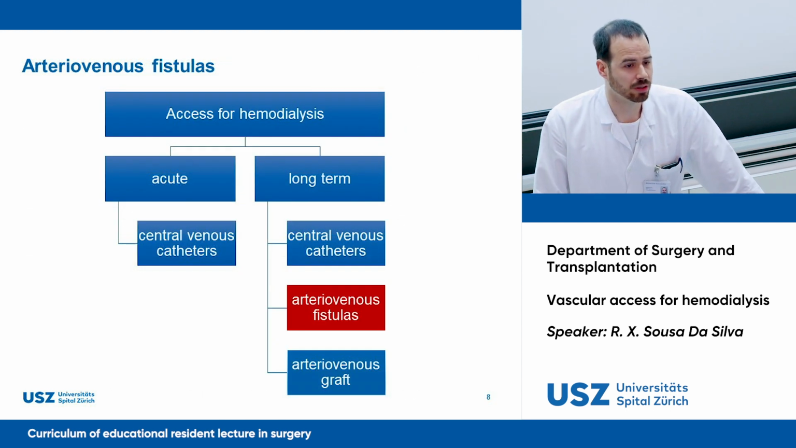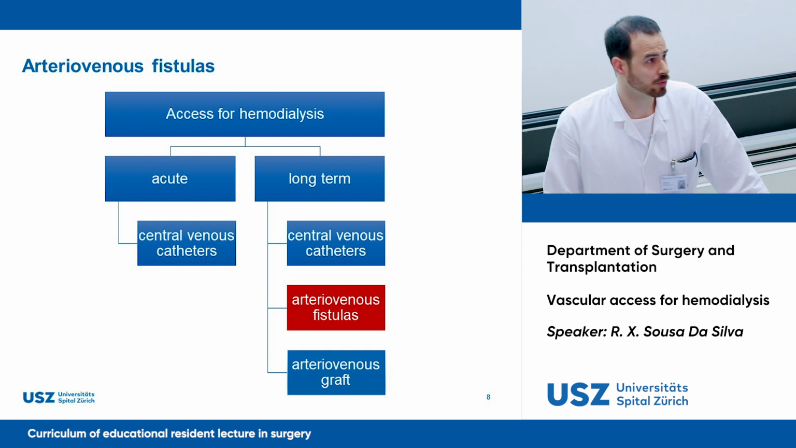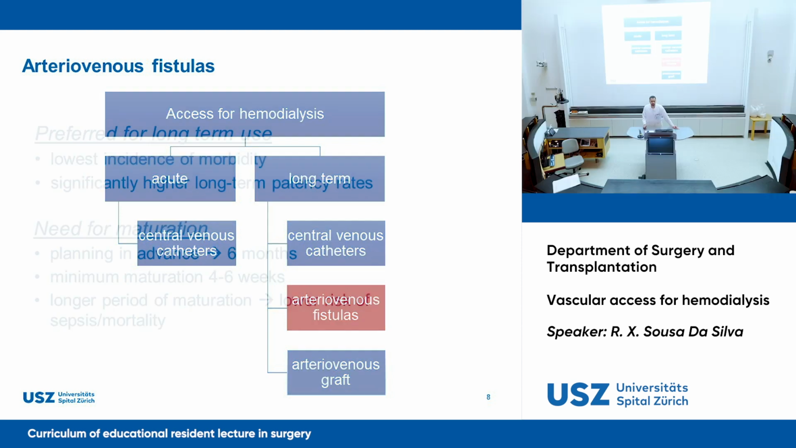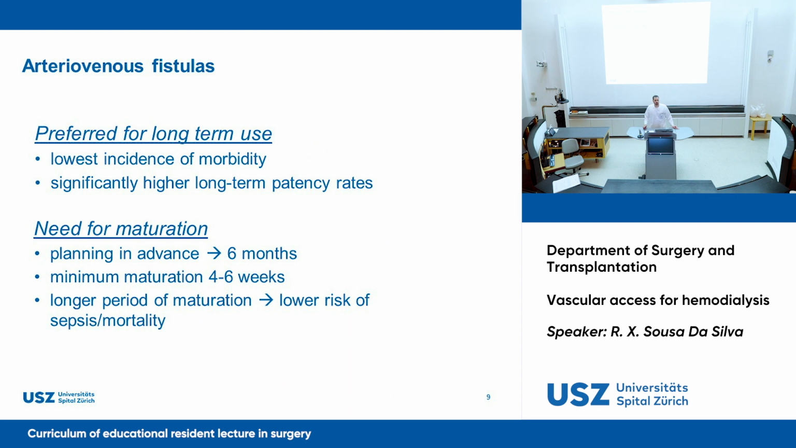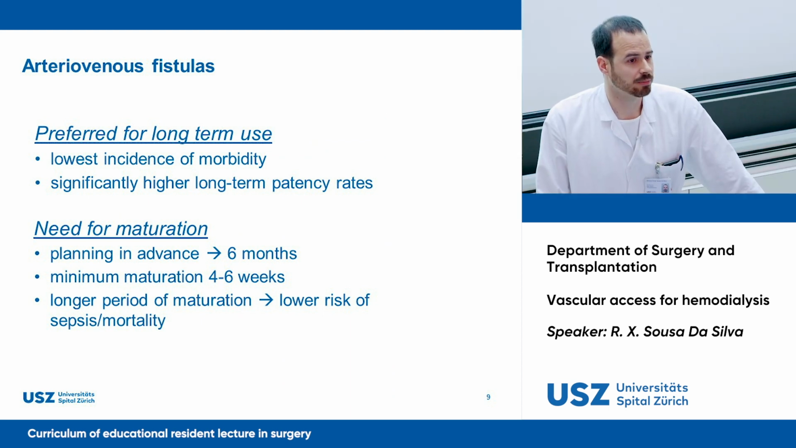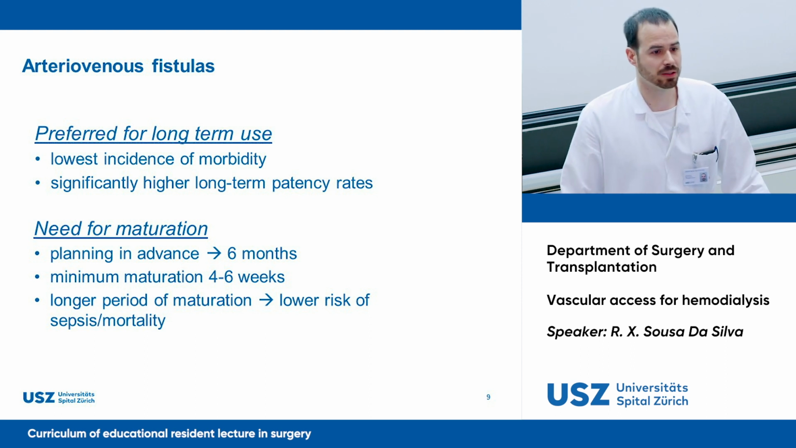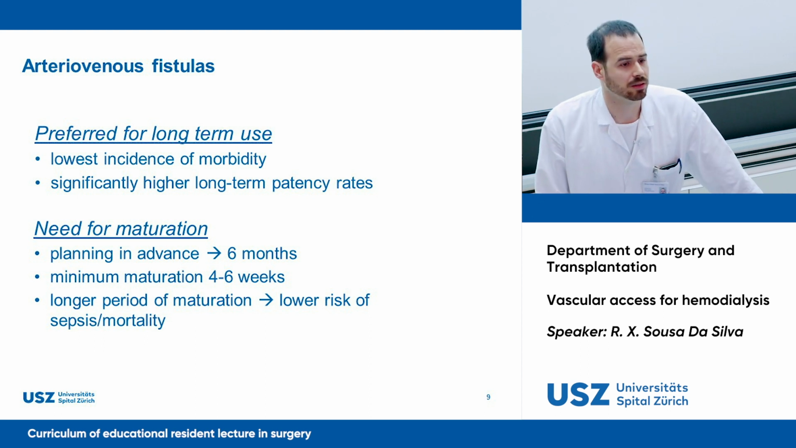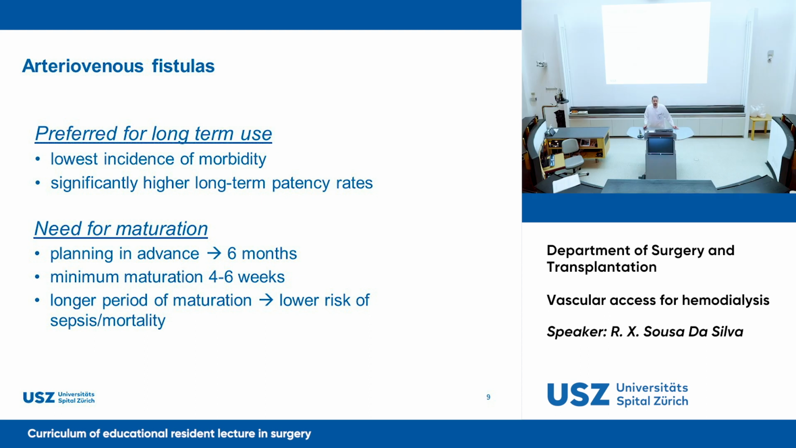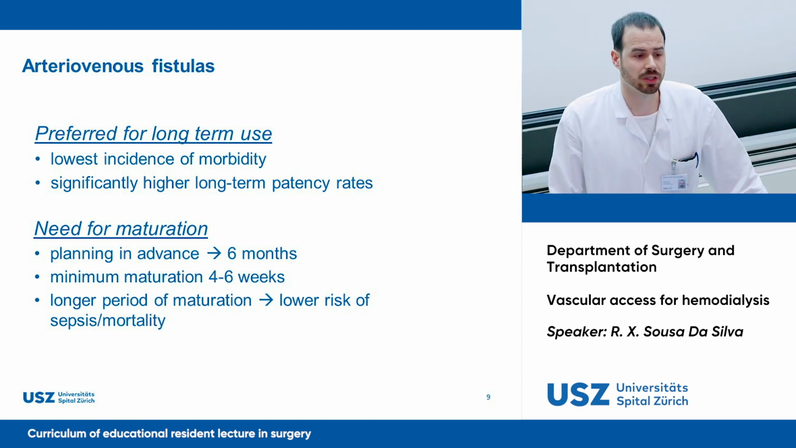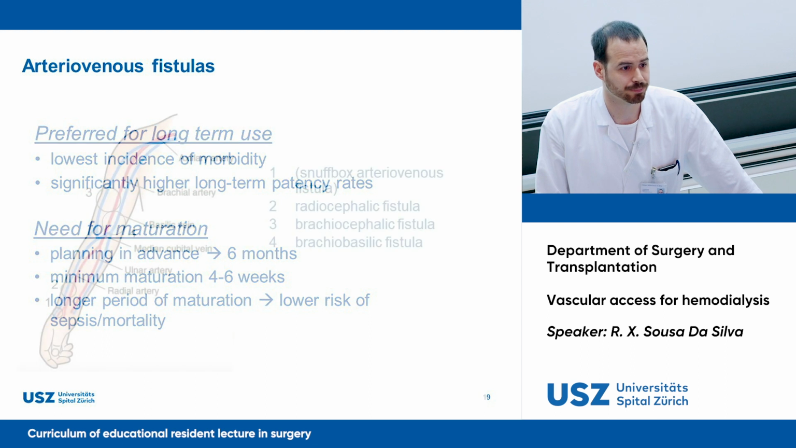Next, we go to the field of arteriovenous fistulas, most interesting for us in the department of surgery. They are preferred for long-term use because they have the lowest incidence of morbidity and infection rates, and they have a significantly higher long-term patency rate. But they need time for maturation, so you have to plan them 6 months ahead, and the minimum maturation time is 4 to 6 weeks. The longer the period you have for maturation, the lower the risk for sepsis and mortality.